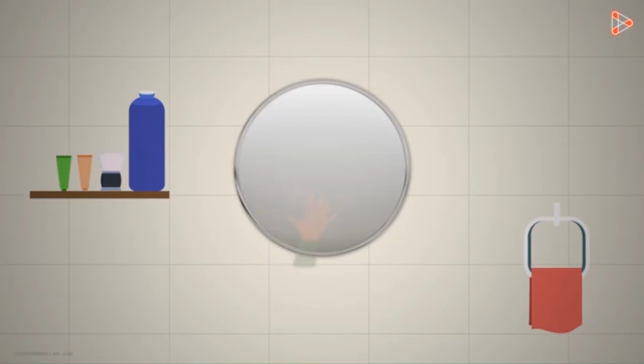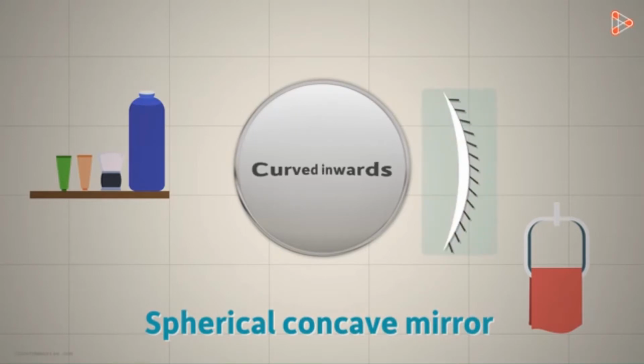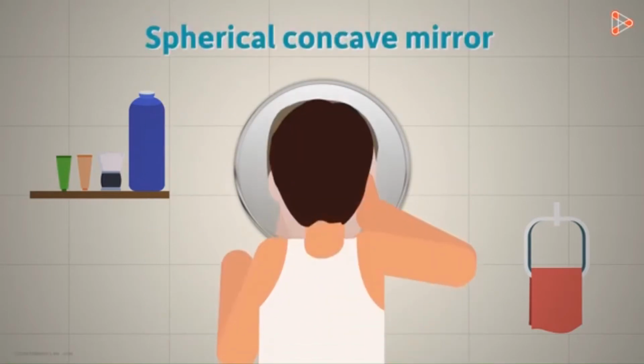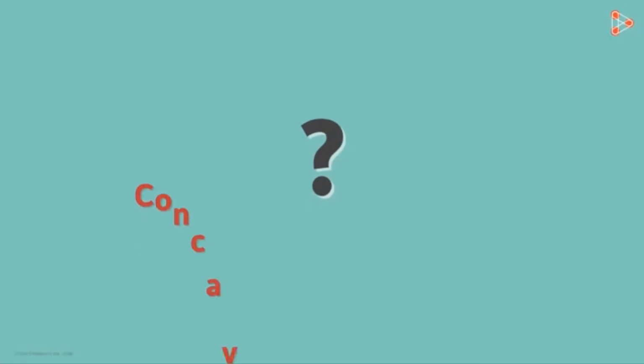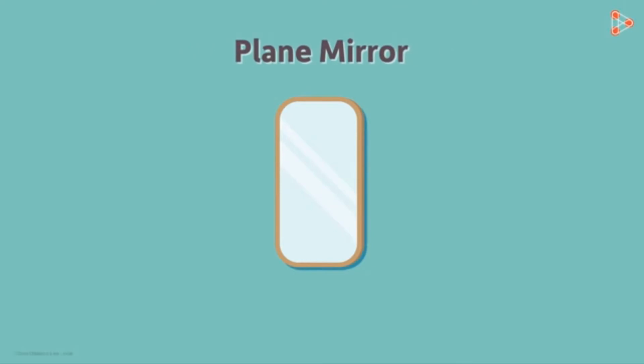This is called a spherical mirror, or more precisely, a spherical concave mirror. It is curved inwards. It is kept there as we use it mostly when we are shaving. Now the obvious question that must be coming to your mind is, why do we use a concave mirror for shaving instead of a plane mirror? For the answer to this question, you have to wait for our future videos. For now, we will be concentrating on the plane mirror only.